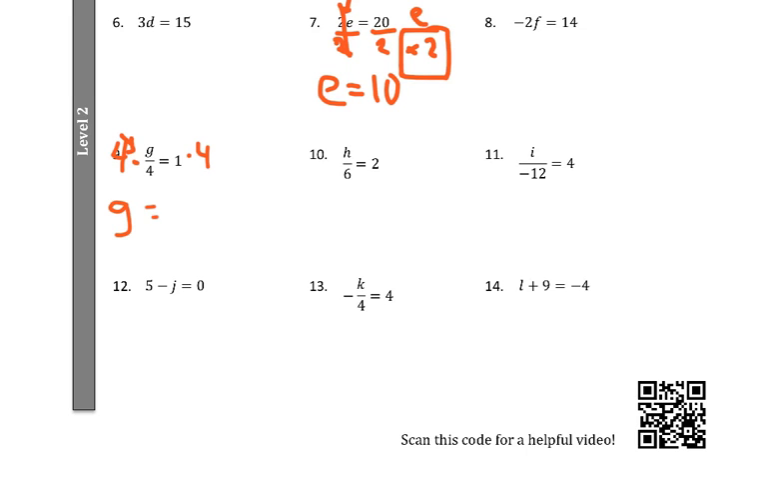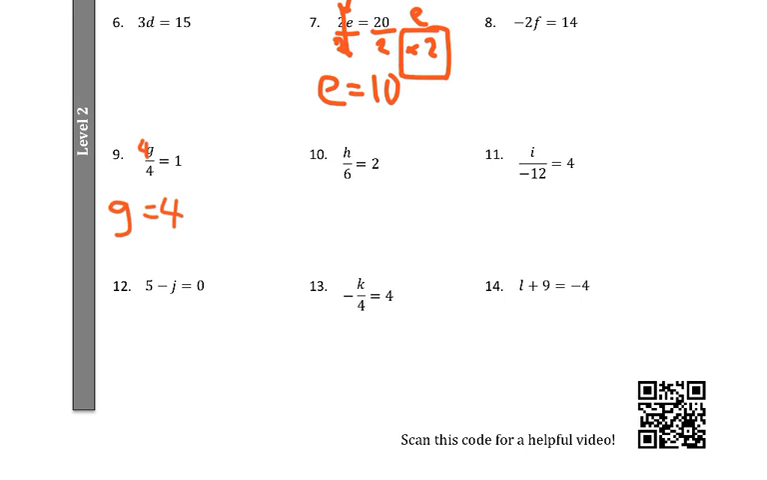So G, because 4 times G over 4 is going to just equal 1G, equals 1 times 4, which equals 4. Once again, that totally makes sense because if I took out the G and replaced it with a 4, 4 divided by 4 does equal 1.